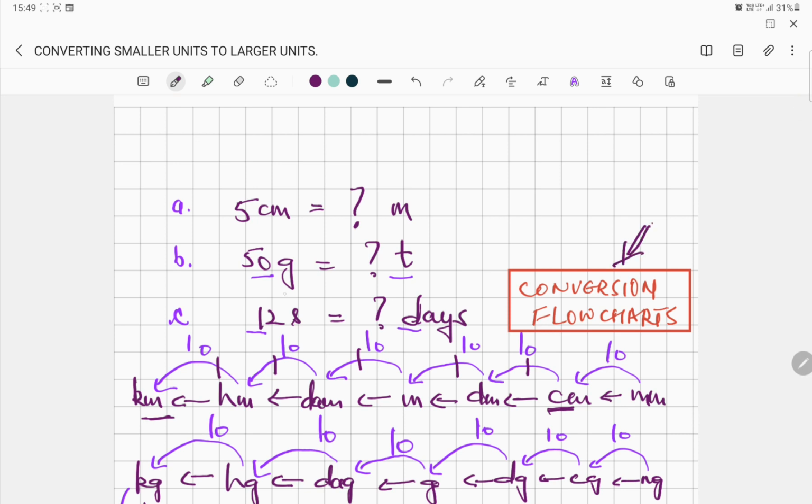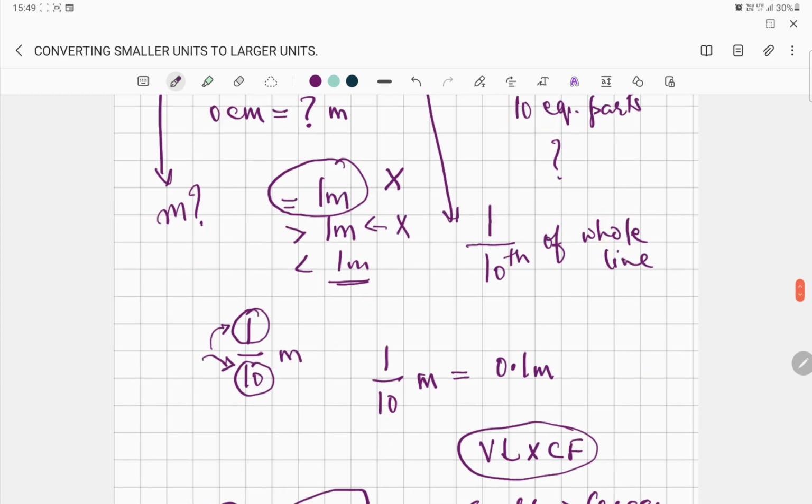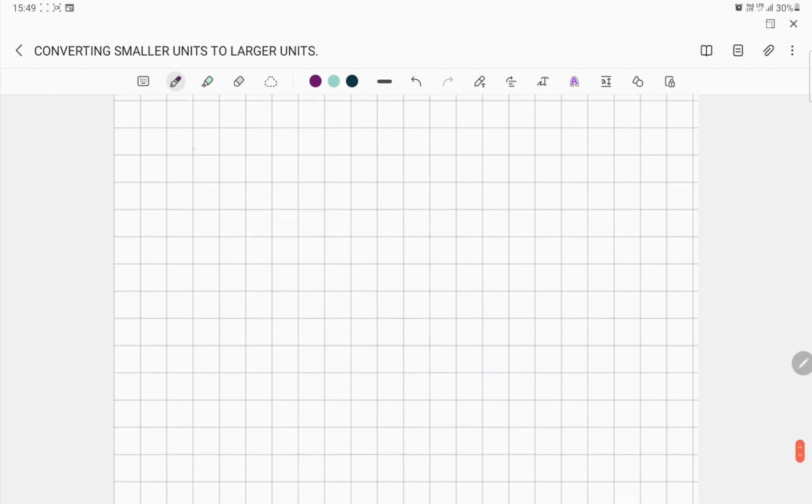Now let us try to convert 50 grams into tons. Or let's make it even a little simpler. Rather than using a large number of conversion factors, let us try to convert 50 kilograms into tons. Let's go down and use some blank space, and here let's start. So this is our example B, 50 kilograms. Let's convert them into tons.